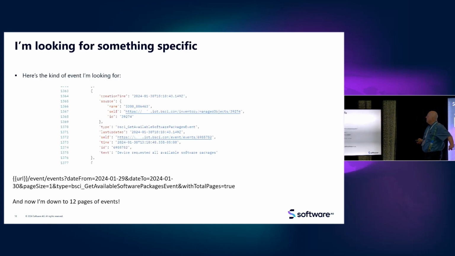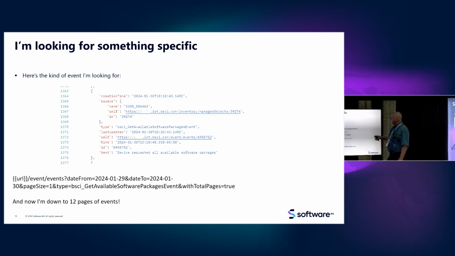Okay, now I'm looking for something specific. So I've got 47 pages of data at 100 items per page, but I know what I'm looking for. And what I want to find is this event type called BSCI underscore get available software packages. A device is checked in, it wants to see what it's looking for. So I'm looking for these events. We can see here this type, there's my key, here's my value. What am I getting there?